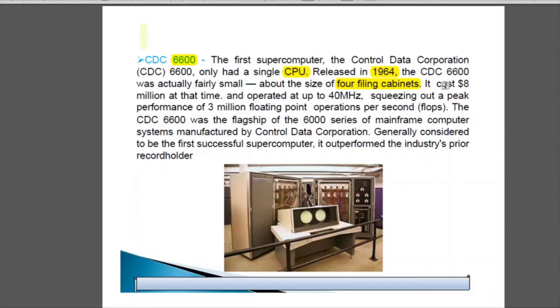The cost of this was $8 million at that time, and it operated at up to a speed of 40 megahertz, squeezing out a peak performance of 3 million floating point operations per second. Now what is this unit? Flops, that is floating point operations per second.